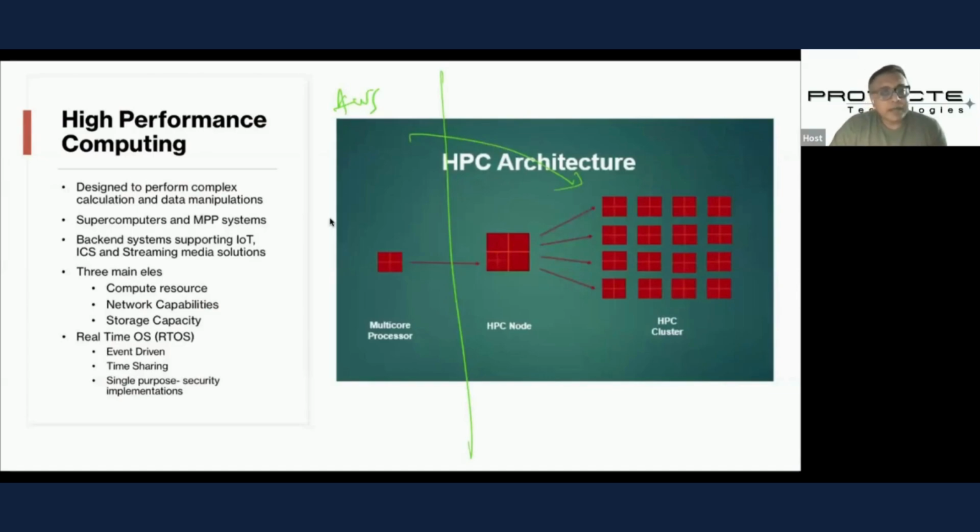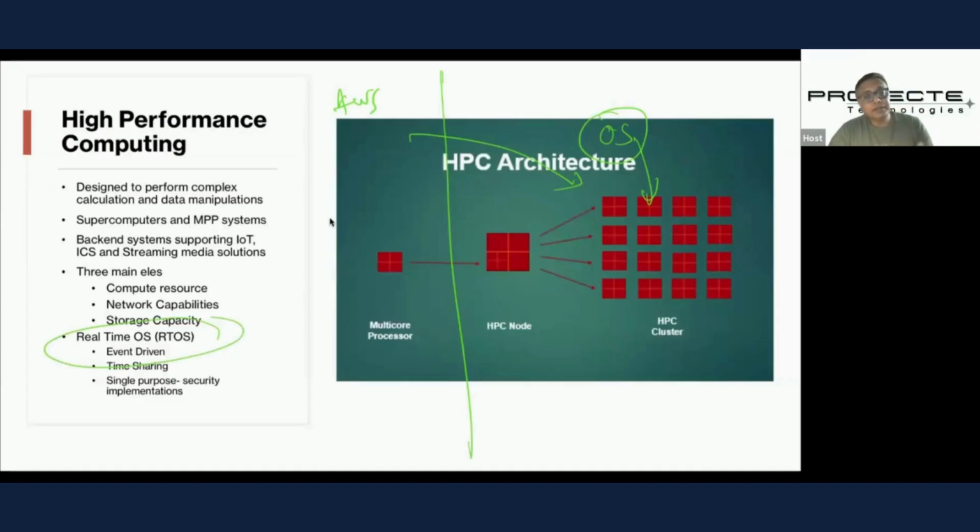High performance computing architecture does not have an operating system defined. You push the operating system when you need it. Say if you want Linux, you can push Linux. If you want Windows, you can push Windows. If you want Mac, you can push in Mac. They are OS free, and that's why you can load the operating system in real time. And that is the concept of real time operating systems.